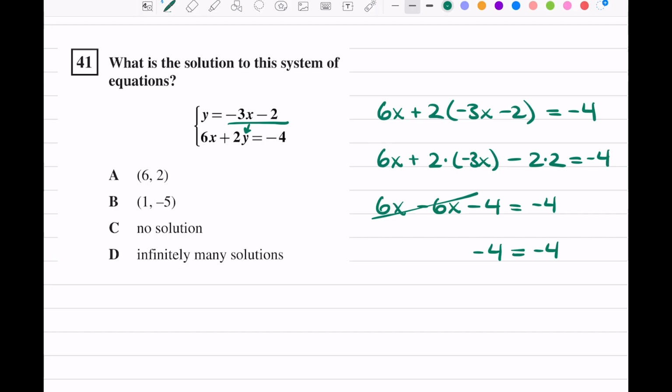If you notice, since we canceled out our x's, we could put in any value for x, and it would still make this equation true, because our x's just cancel. So x could be any number. So let's make a note of that. Any value of x makes the equation true.